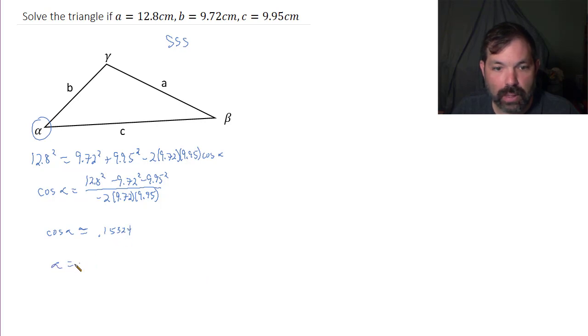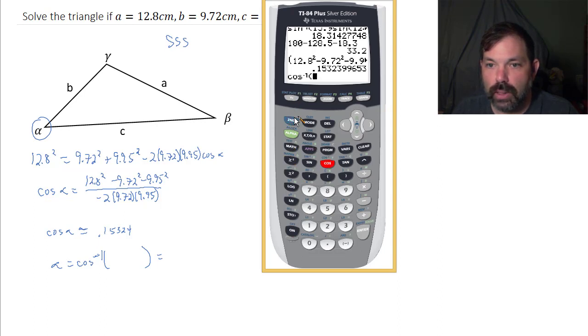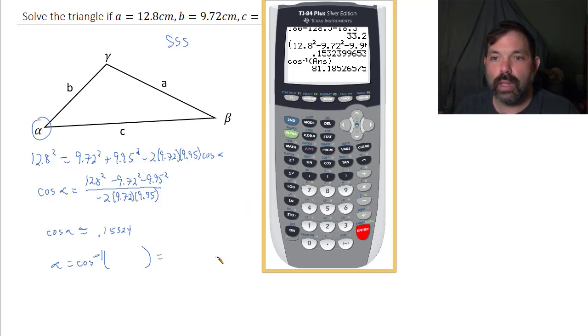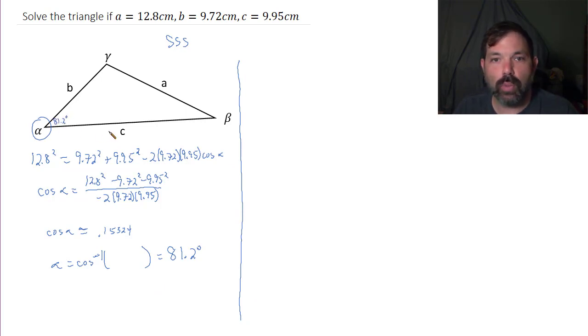And so then alpha would be the inverse cosine function of that. And so alpha is, let's find out, second cosine of that answer is 81.2 degrees. Alright, so now that we have alpha, then we'll solve for the smaller remaining angle, and so the smallest remaining angle is beta, right? Because B is less than C, so let's solve for beta.